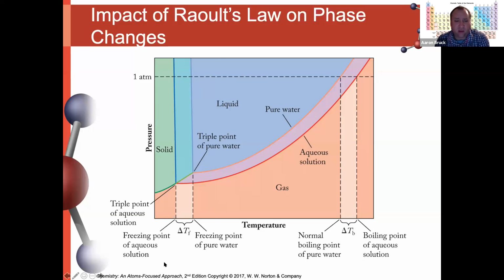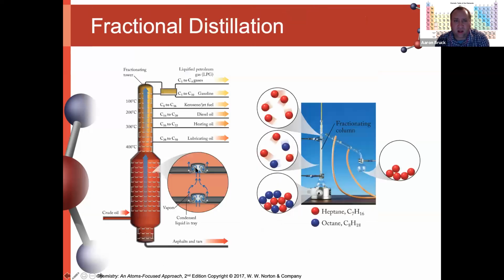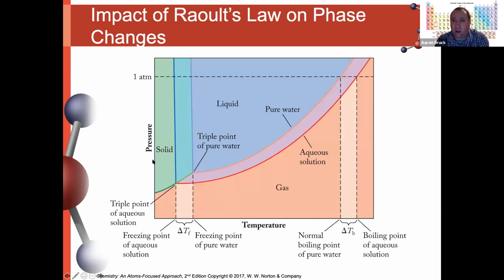So this is where we were at the end of yesterday. We had talked about Raoult's law and how we can use the idea that different substances are going to evaporate at different rates with different temperatures to separate liquid substances from each other. Now we look at how that can actually impact other kinds of physical characteristics and physical properties.